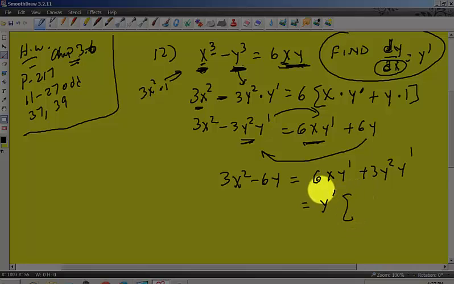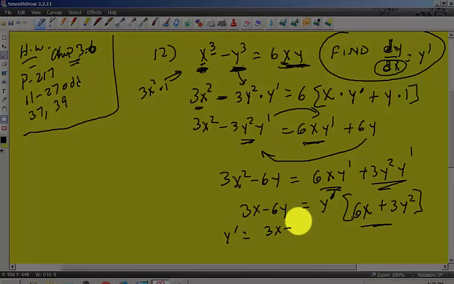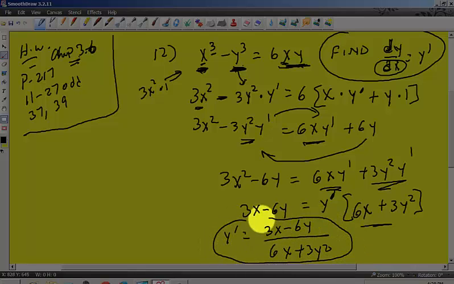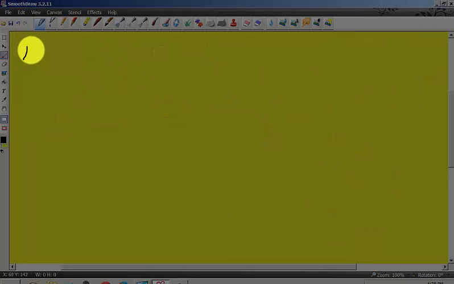When I factor out a y prime, I'm going to have a 6x left in the first term, and then what I have in the second term is 3y squared, and then I have a 3x minus 6y. When I solve for y prime, I just have to divide by this. So my y prime is equal to 3x minus 6y, all that over 6x plus 3y squared, and that's it. The algebra in this one wasn't that bad, but it could get bad. Let's try number 14.